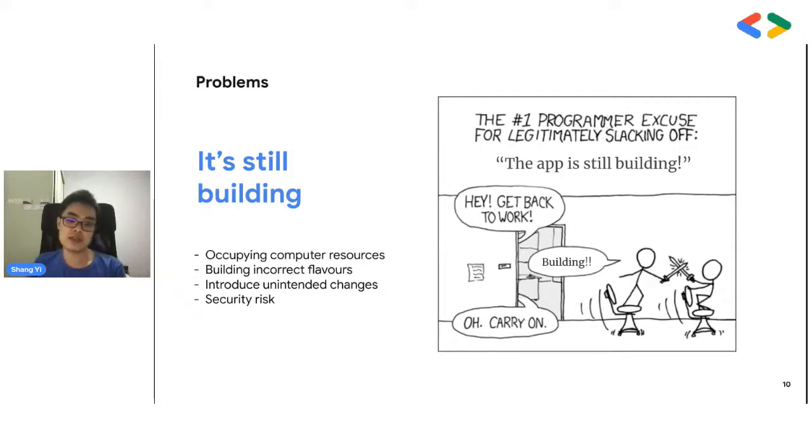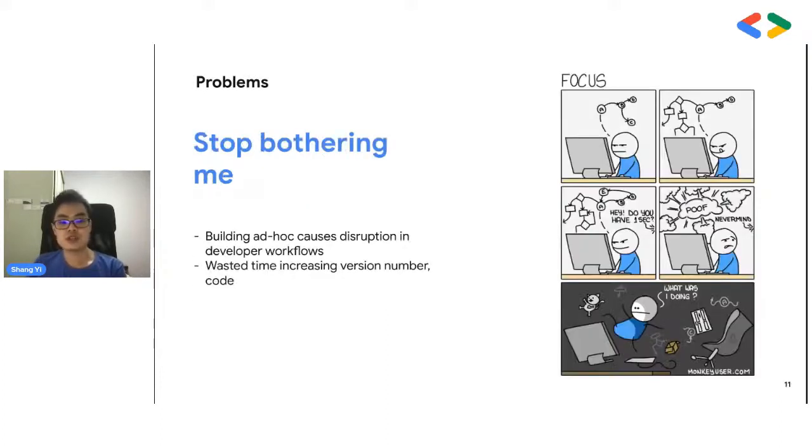Another thing is that it can be a security risk as well, since for these builds that you want to issue to production, everyone now has a copy of the same private keys to sign the app. The other issue, of course, that we will have as developers is that you are getting bothered all the time, right?